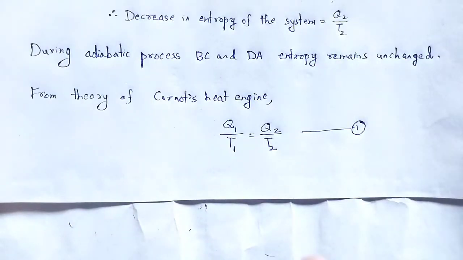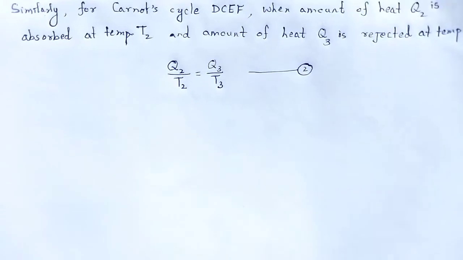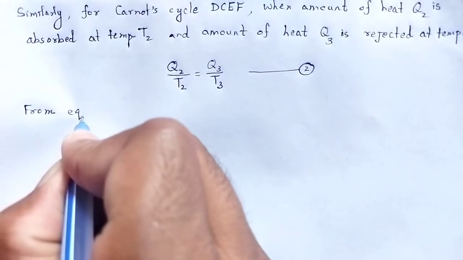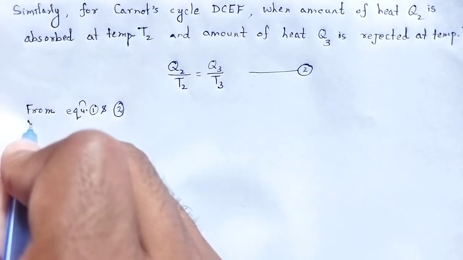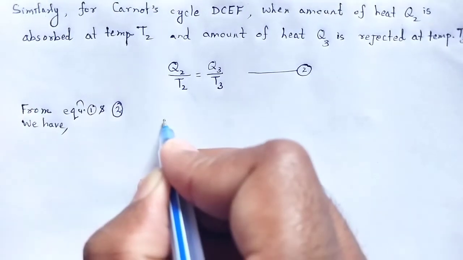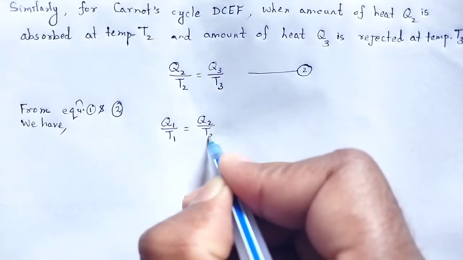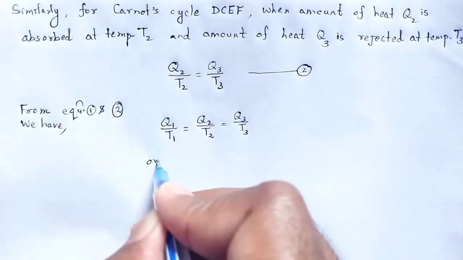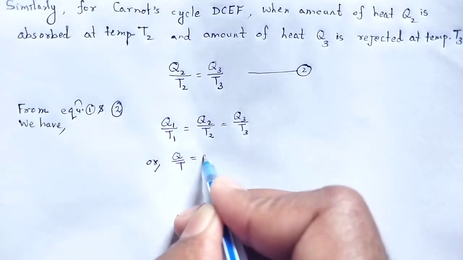So from equation 1, Q1 by T1 is the same as Q2 by T2, and Q2 by T2 is the same as Q3 by T3. So from equations 1 and 2 we have Q1 by T1 is the same as Q2 by T2 is the same as Q3 by T3. Generally we can say that Q by T, heat to temperature, is always a constant.